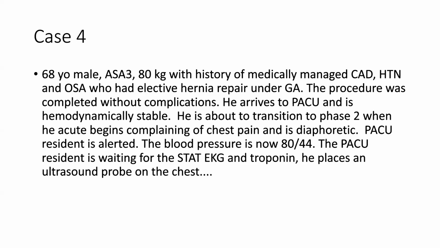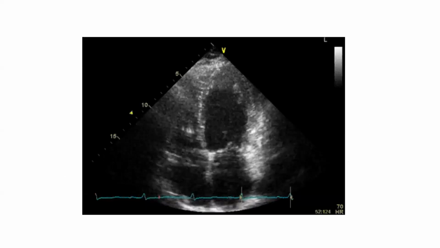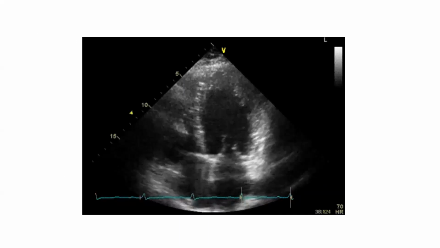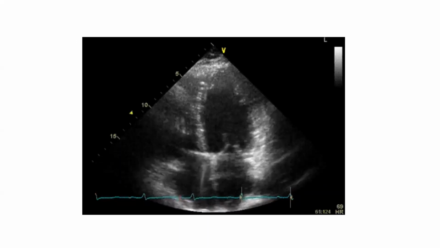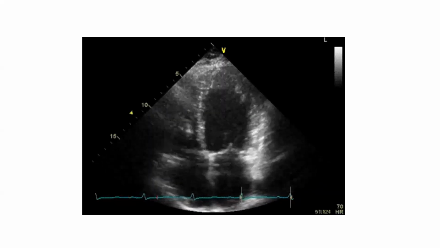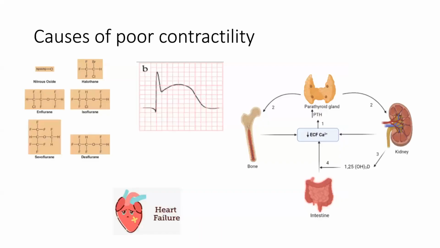You look at the five lead EKG. There's new ST elevations. Blood pressure is 80/44. The PACU resident is waiting for a stat EKG and troponins. So while he's waiting, he places an ultrasound probe for a bedside echo and shows this heart that's really not pumping at all. There's no contractility to that left ventricle, and thus the cardiac output is almost nothing. And that's due to poor contractility.